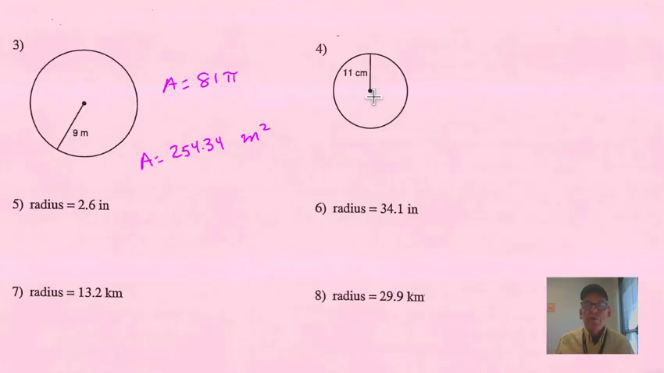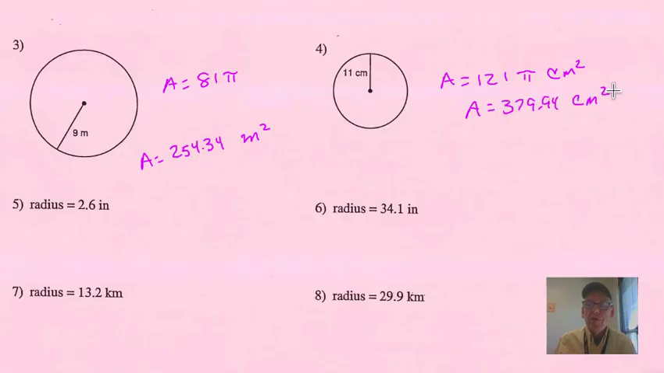Looking at number 4, we've got an 11. 11 squared is 121. So area is going to be 121 pi and centimeters squared. So 121 times pi comes out to be 379.94. And we've got square centimeters.